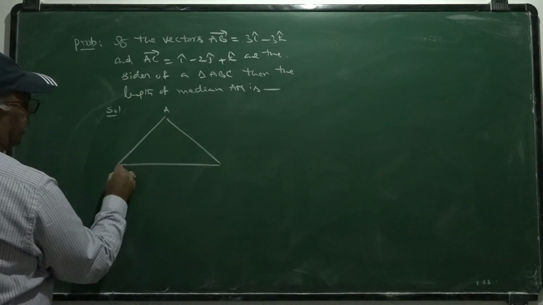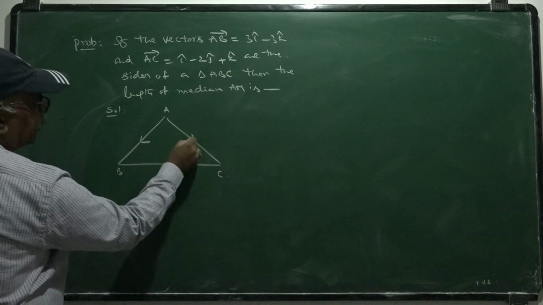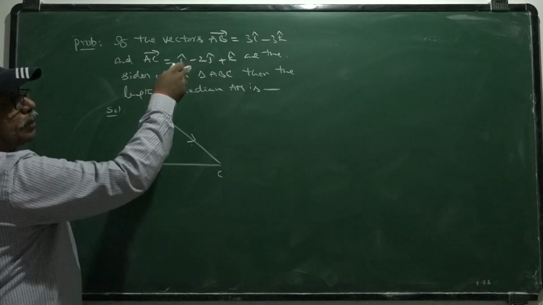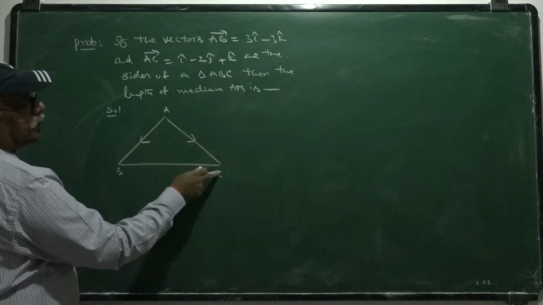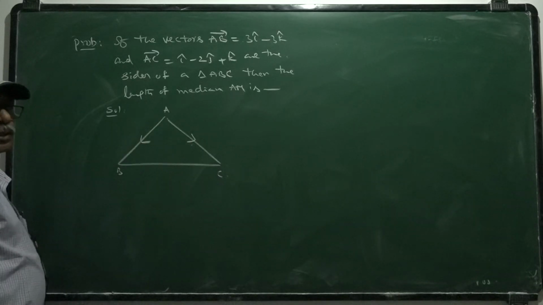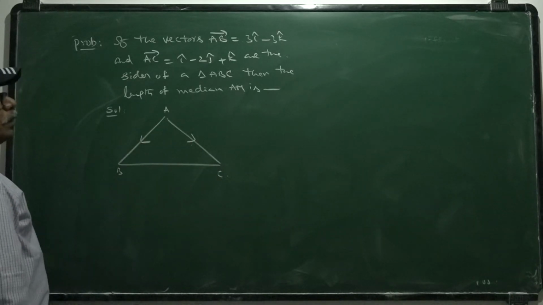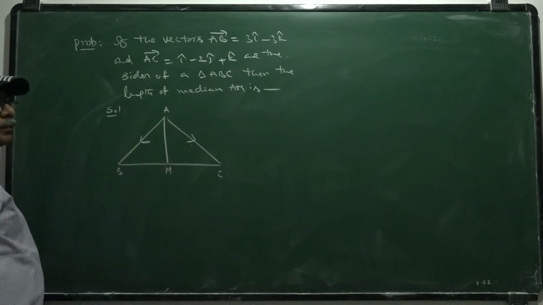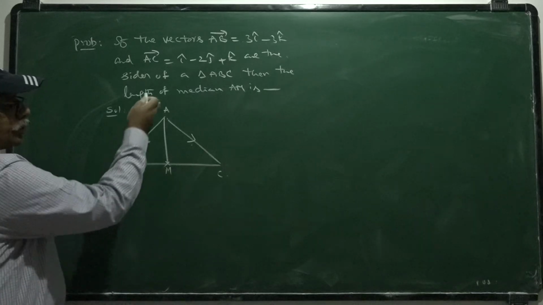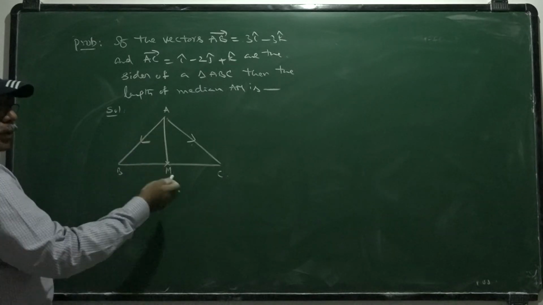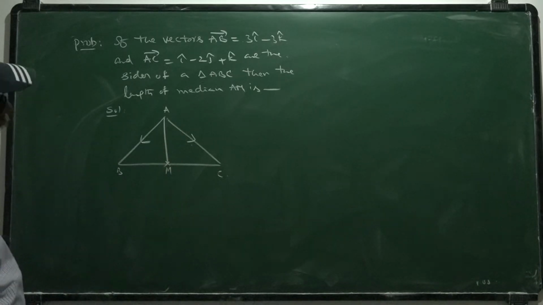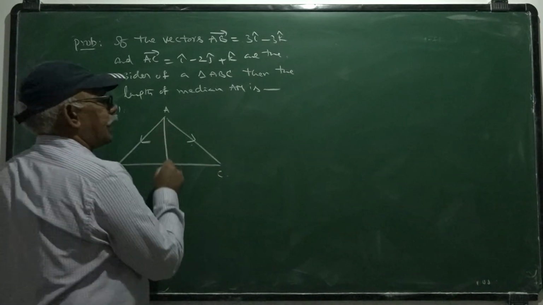Let us consider ABC is the triangle and AB bar, AC bar are two sides of the given triangle. AB bar is given as 3i minus 3k. AC bar is i minus 2j plus k. In such case, the length of the median. Median means once you join the vertex A to the midpoint of BC, the obtained line segment is called the median. So you have to find the length of the median AM here.